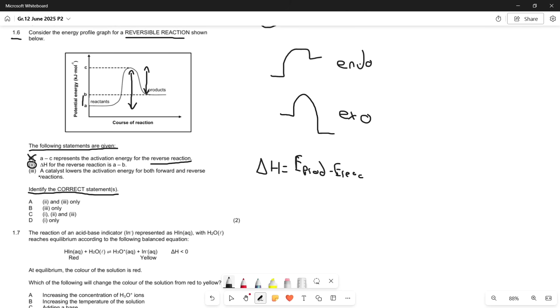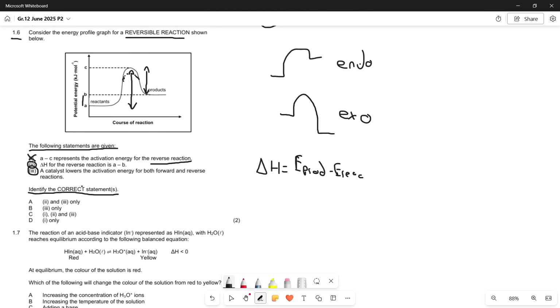And then 3 says a catalyst lowers the activation energy for both forward and reverse reactions. A catalyst creates an alternate pathway by lowering the activation energy, making the activated complex a bit lower. So a catalyst does lower the activation energy for both the forward and the reverse reactions. It is not taking part in the reaction, but it offers that alternate pathway in both directions, which means 3 is true.